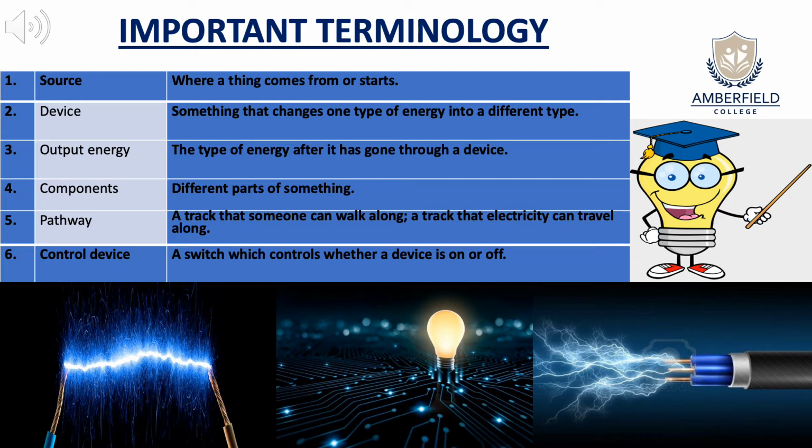Now we get an output energy. This type of energy is after what has gone through a device. So that is the output energy where the light bulb turns on. Then you get components. These are the different parts of something that make up something. So the components of a circuit would be the different parts that make up a circuit. The pathway is the track that someone can walk along, a track that electricity can travel along. So the pathway of electricity runs from negative to positive. Then we talk about our control device. This would be your switch, whether a device is on or off.